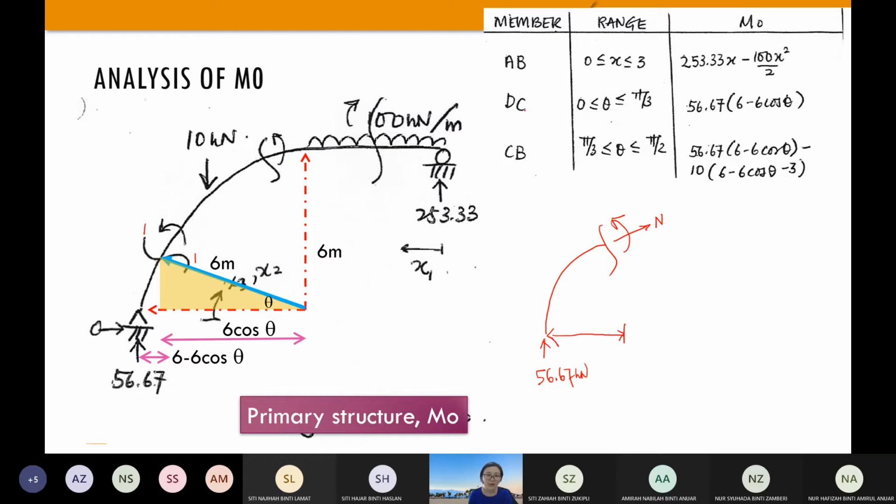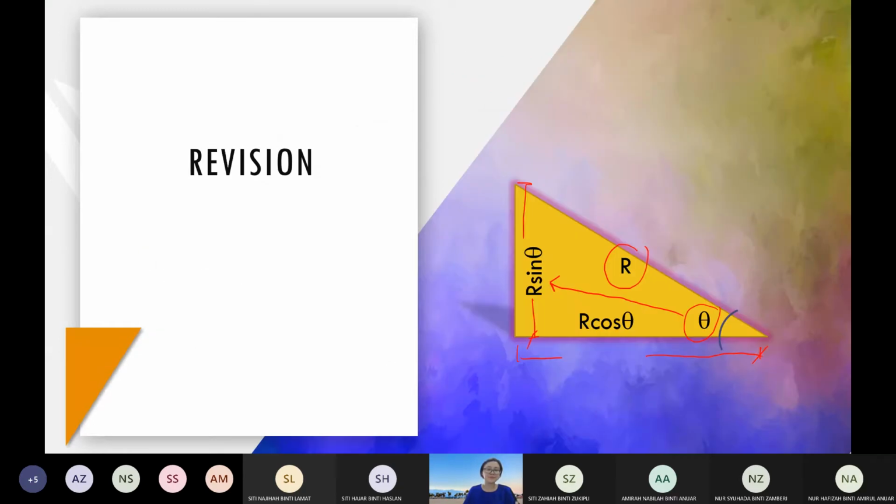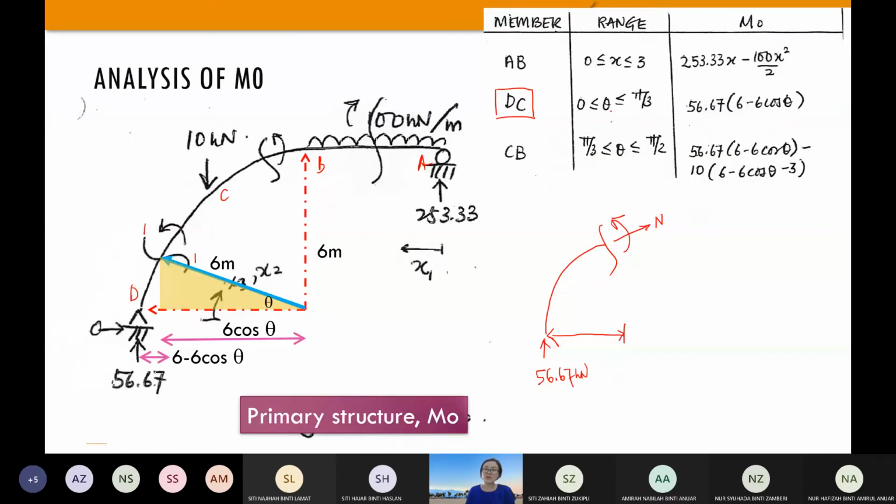Okay, if you can see that now, I'm at member D to C. I have put in a range. At 10 kilonewton, it is acting at 60 degrees from the base, an angle. So theta will be from 0 to 60 degrees, but please put it in radians.